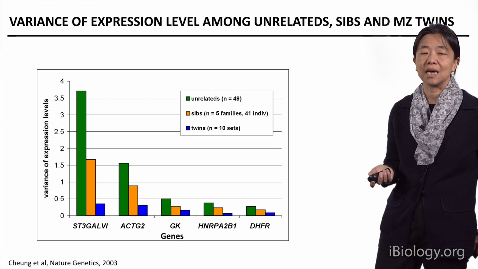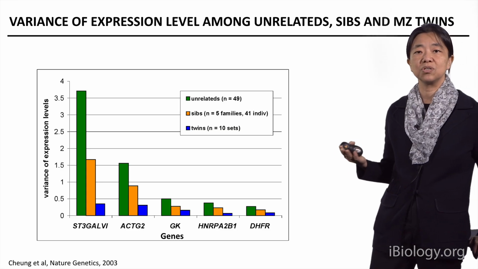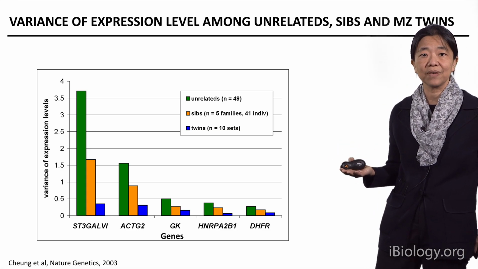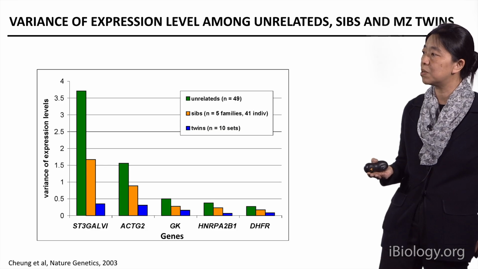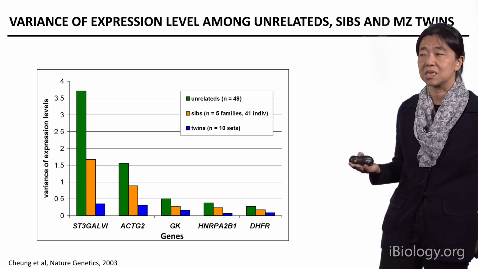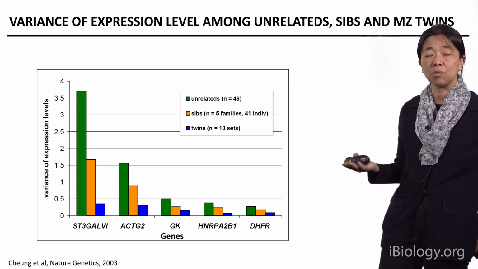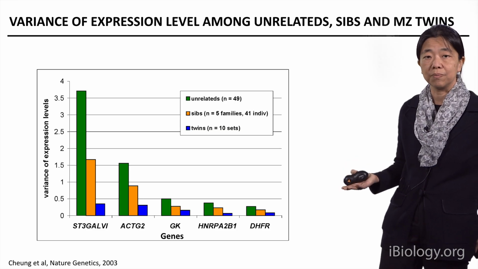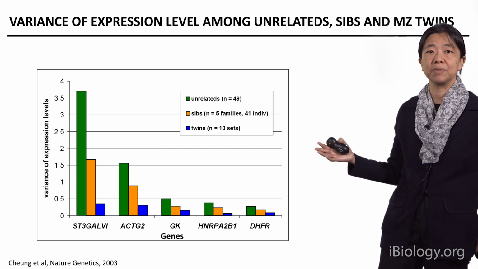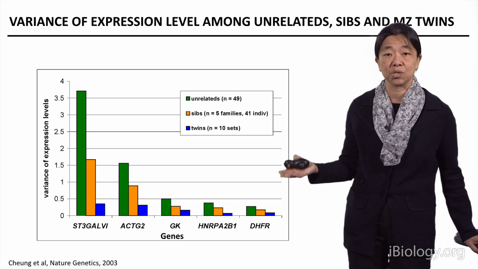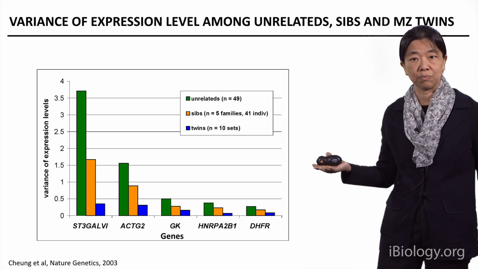So we did exactly that. In addition to the unrelated individuals, we also measured gene expression levels in siblings and families, as well as in monozygotic twins. Here I plotted 5 examples where we plotted the variance across unrelated individuals in green, the variance across siblings in orange, and monozygotic twins in blue. In each case, we see that in unrelated individuals, there's a lot more variability than in individuals who are identical, such as twins, suggesting that there is a genetic basis to this variation in gene expression.